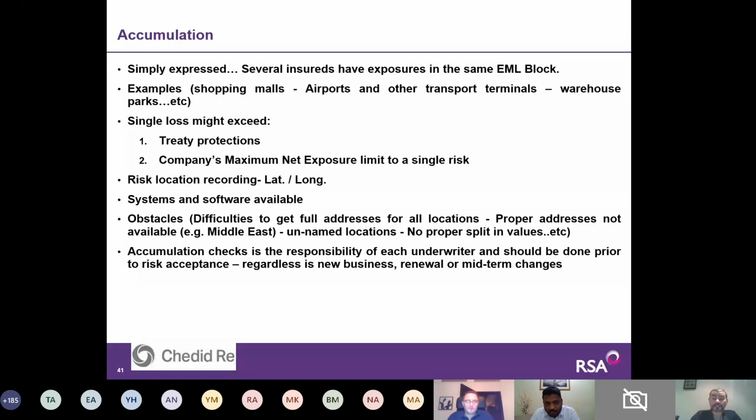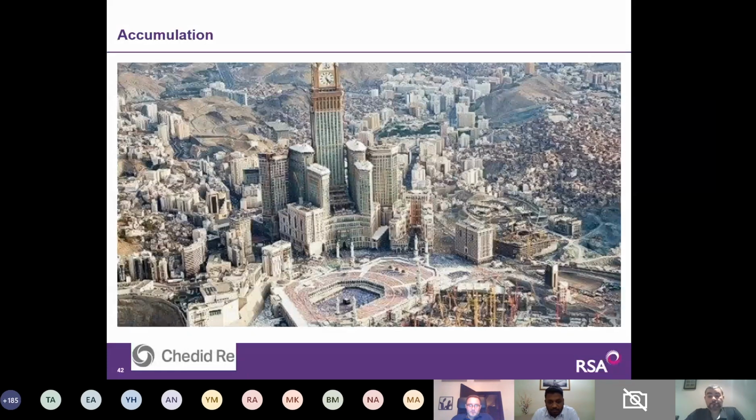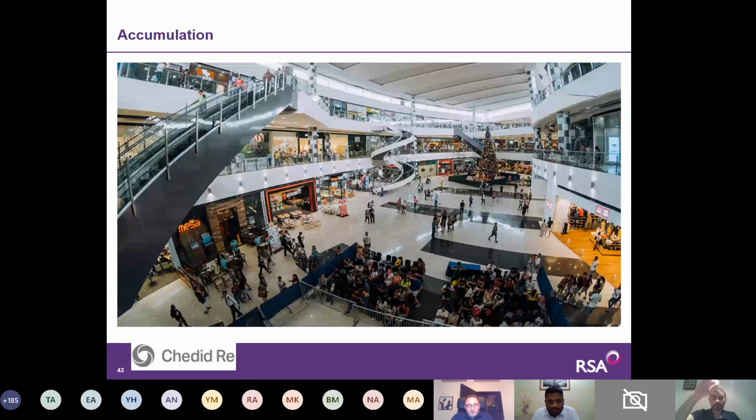Accumulation checks are the responsibility of each underwriter and should be done prior to risk acceptance. This is an example of accumulation. Another example of accumulation: we are insuring the whole shopping mall, and we are insuring 1, 2, 3, 4, 5, 6, 7, 8, 9, 10 shops.